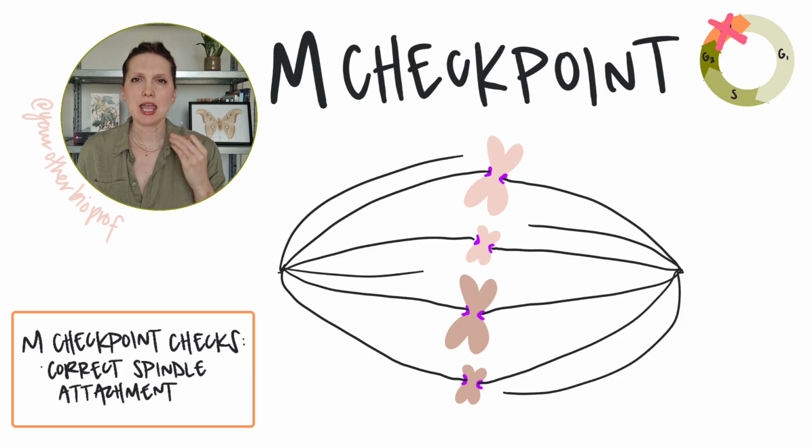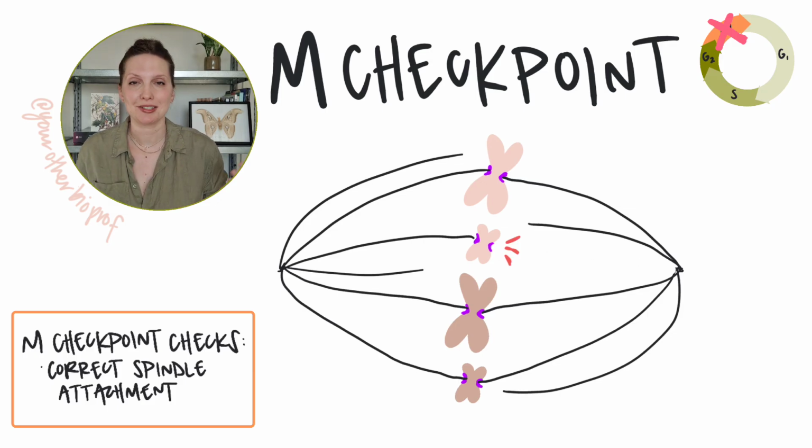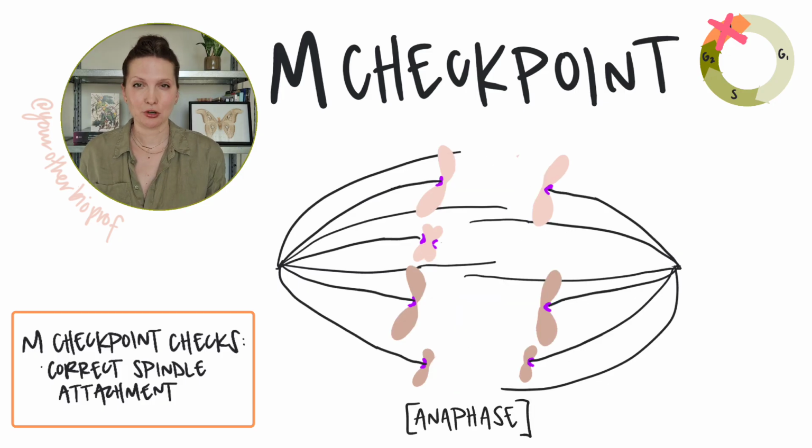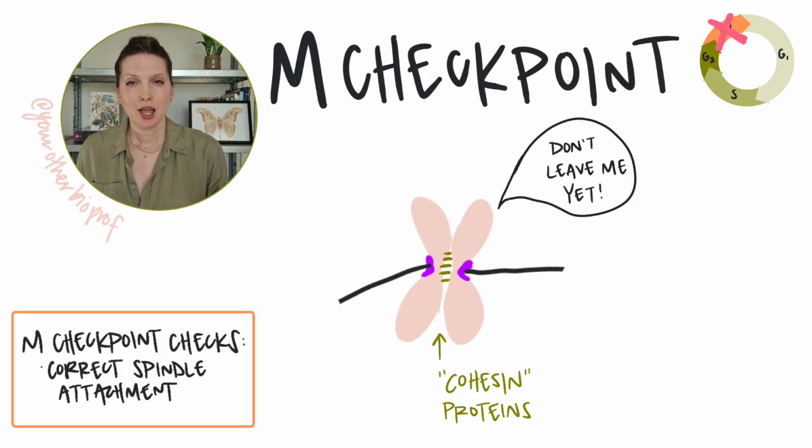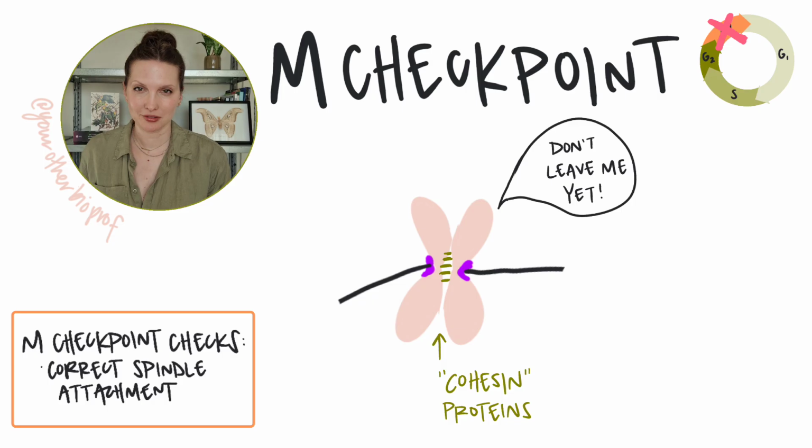And it's important because if a chromosome is not properly attached to the spindle and that cell goes on to divide, we're going to get daughter cells with missing or extra chromosomes. That's called aneuploidy, and it can cause some pretty big problems for the cell. So if there are issues with spindle attachment, we don't want to move forward into anaphase. The proteins that hold the sister chromatids together will stay intact until that problem is resolved.